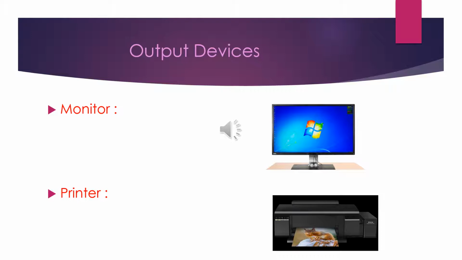Our second output device is printer. You must have seen printer in the printing shops. You must be knowing what it is used for, don't you? It is used to take print on paper.